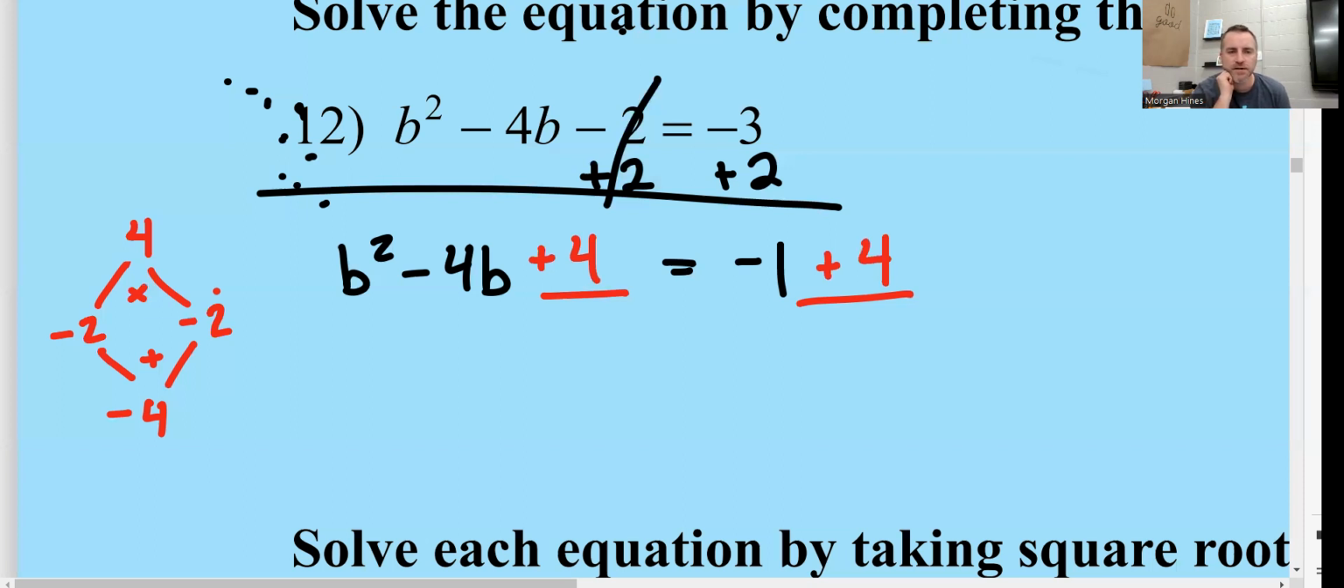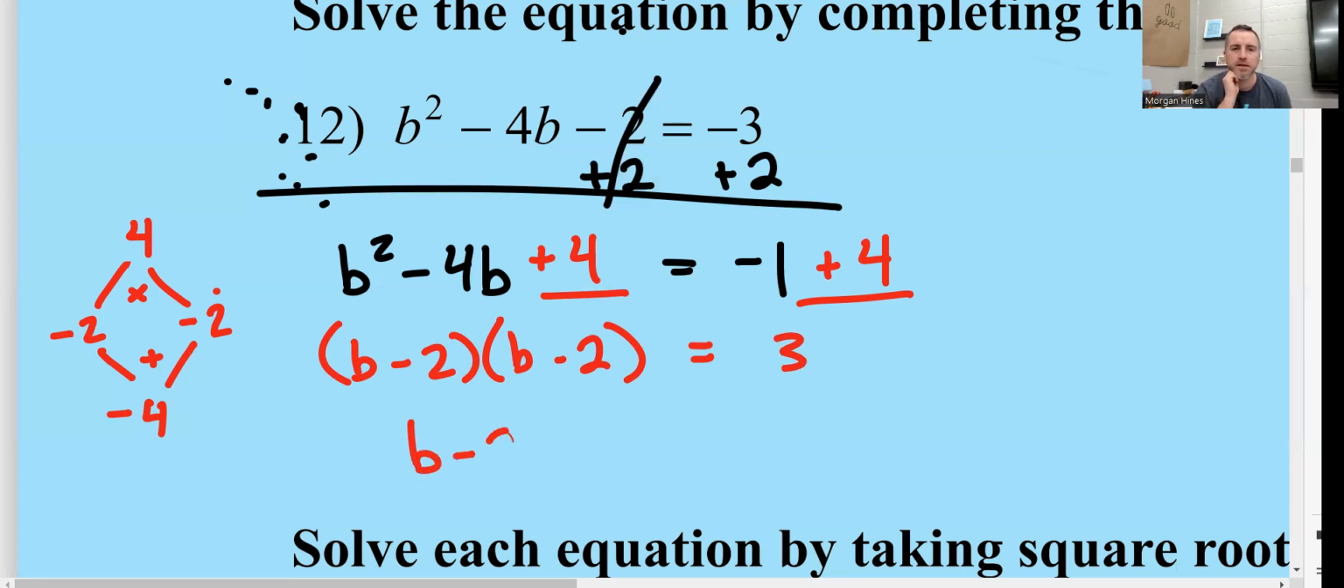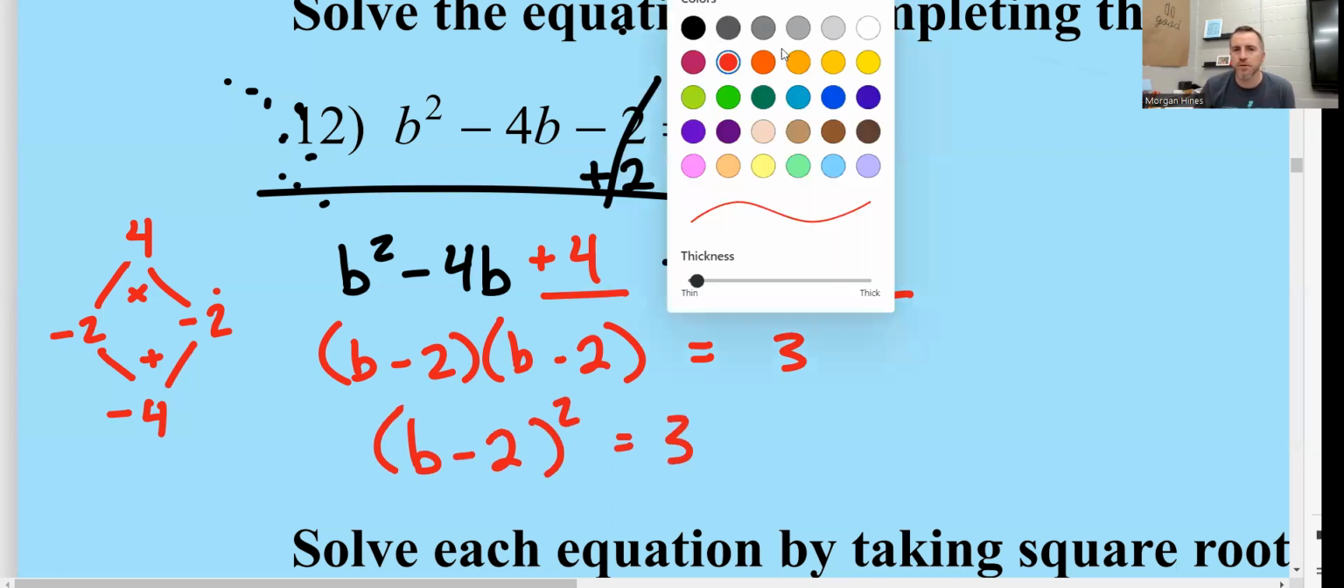Well, how does that factor? It factors to this, b minus 2 times b minus 2. And this is 3. This would be b minus 2 squared is equal to 3. Okay, and here's where I would say you can jump.